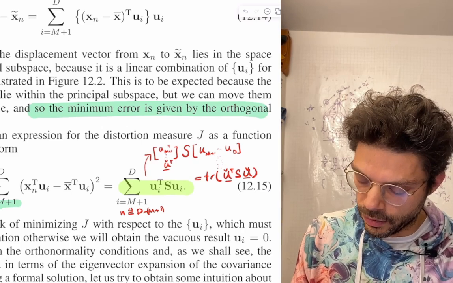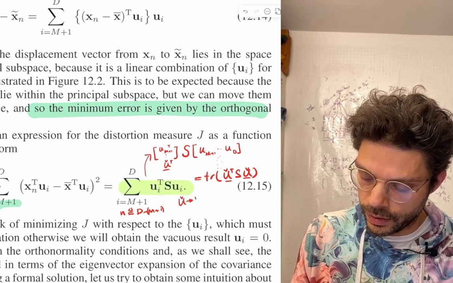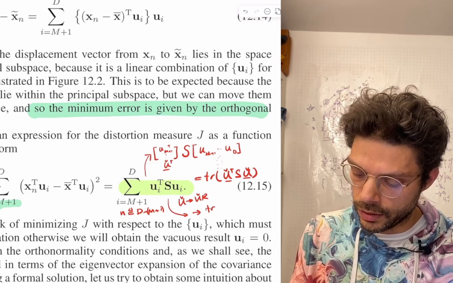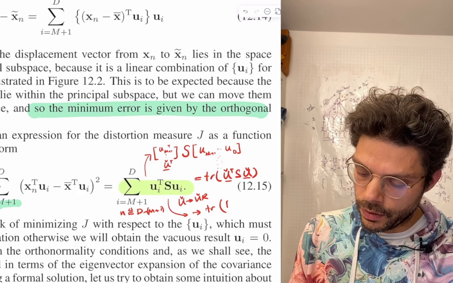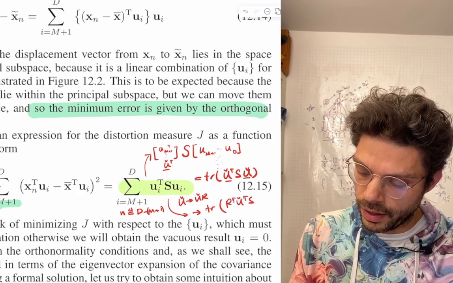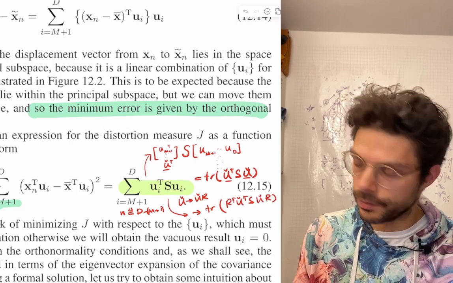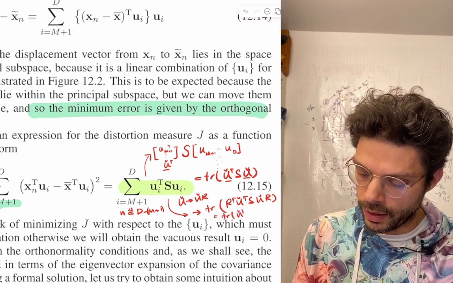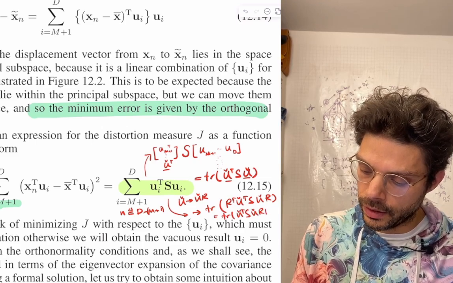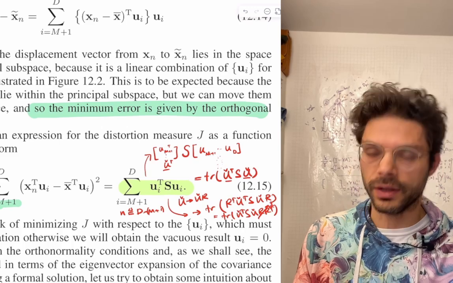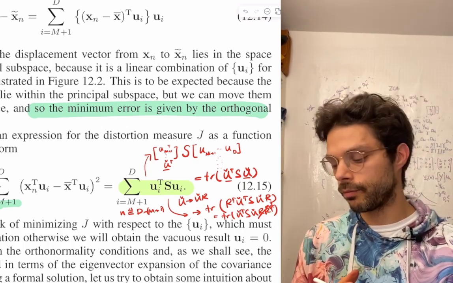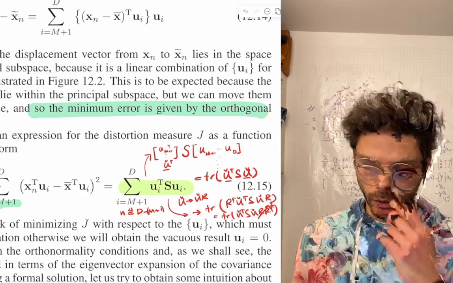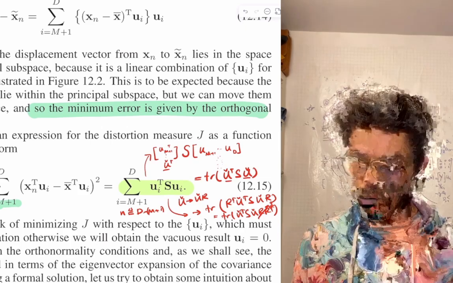So let's say u hat goes to u hat R. Then this quantity will go to the trace of R transpose u hat transpose S u R. But trace has a cyclical property, so it's going to be the same as the trace of u hat transpose S u hat R R transpose, and this is going to be 1, because for rotation matrices their transposes are their inverses, so they're orthonormal. This gets rid of that, and we get this exact same expression.